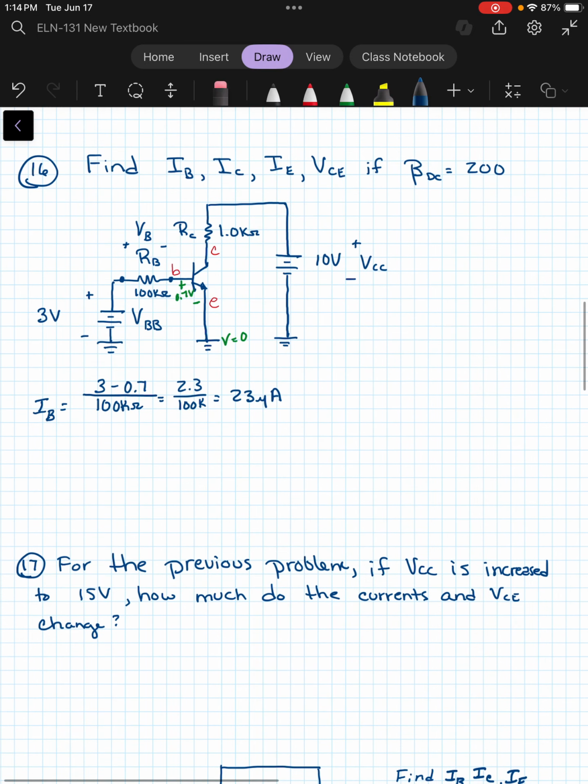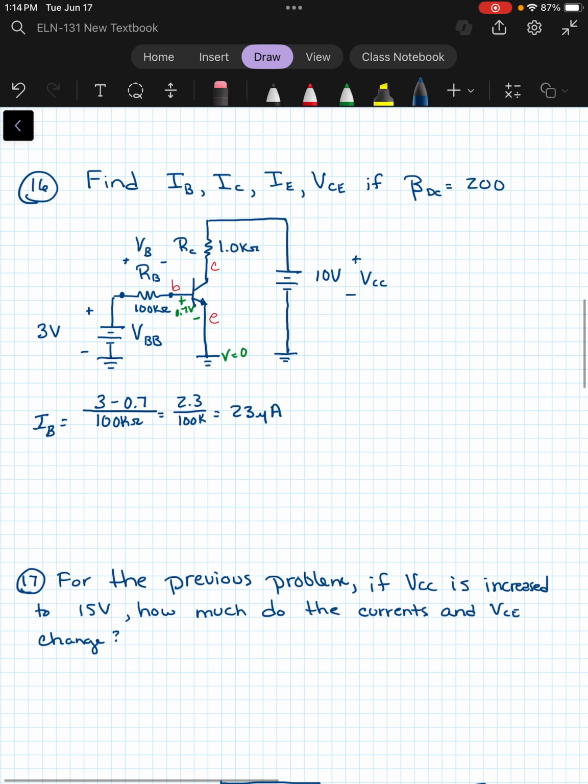All right. So now we need to find IC. And in order to find IC, we would need to know the voltage drop across RC, which we don't really know. We know that on one side we've got 10 volts up here. And we know that at the emitter we have 0 volts. But we don't know this VCE, okay?